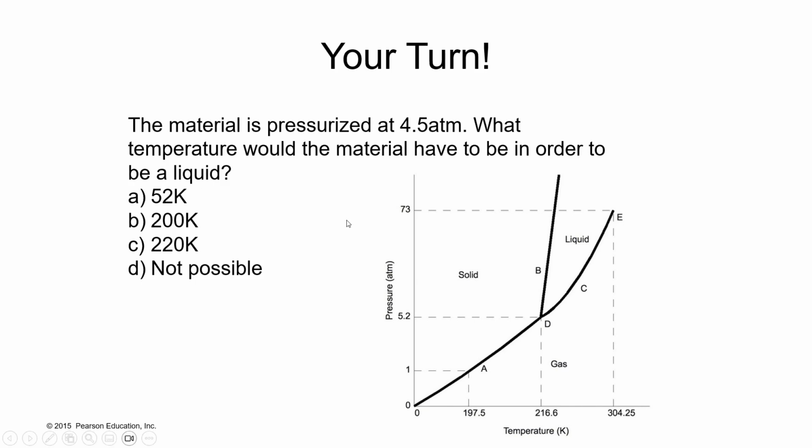The material is pressurized at 4.5 atm. What temperature would the material have to be in order for it to be a liquid? So at 4.5 atm, we're about here. Now what temperature would we need in order for it to be a liquid? Well, we would actually need it to be a higher pressure. So the answer to this one is it's not possible.